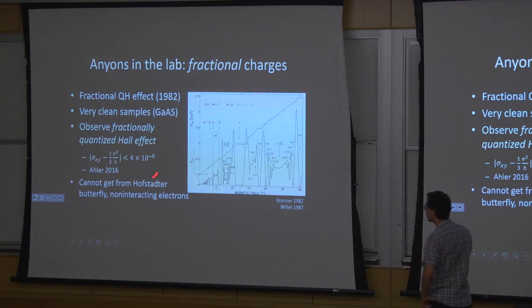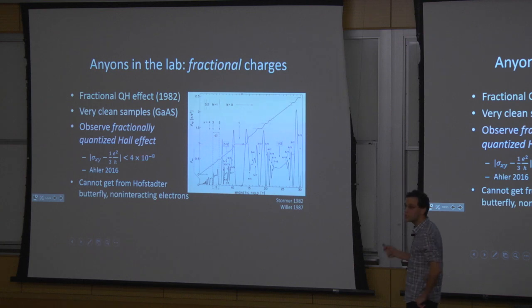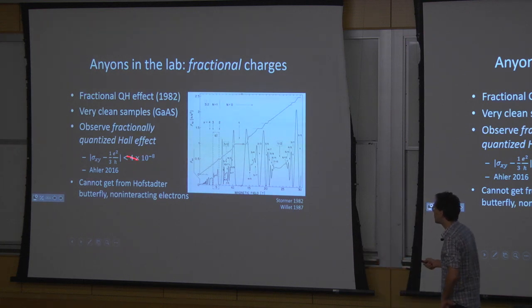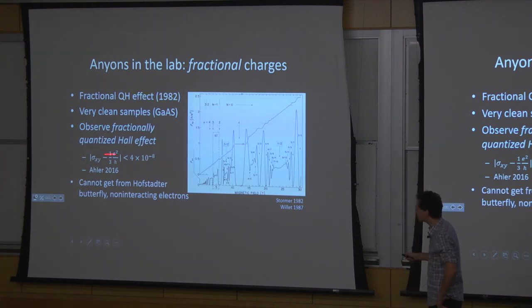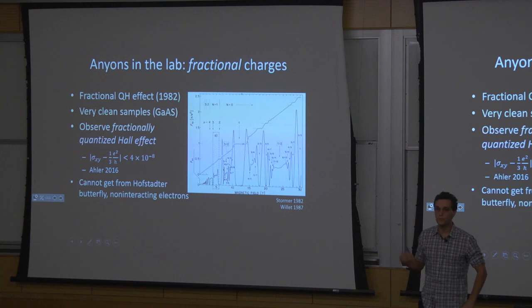Actually, there was just a paper this year where this quantization of a fractional quantum Hall state was measured, and it's almost as good as the one for the integer state, maybe an order of magnitude or two worse. But this is again fractionally quantized to a few parts in a billion, a few tens of parts in a billion.